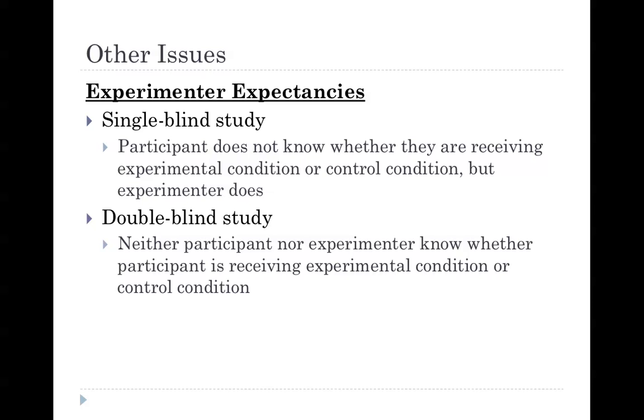So for instance, if we expose participants to a happy or a sad video, participants do not know if they are in a happy or a sad video, but the researchers actually do. Now even further, being more meticulous is a double-blind study. So here, neither the participant nor the experimenter know whether the participant is receiving an experimental or the control condition.